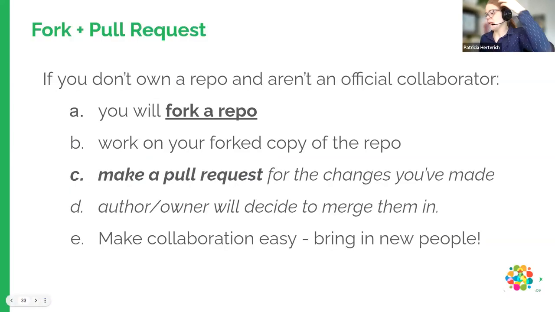So you can play around with that. You can fork any public repository that's out there. That's why we talked about licenses. A part of the GitHub terms and conditions is that you grant any other user on GitHub the permission to fork your repository. So everyone's allowed to make a copy within GitHub's terms of use.